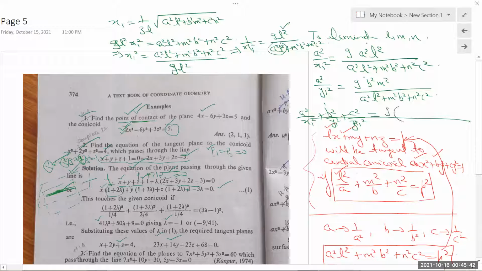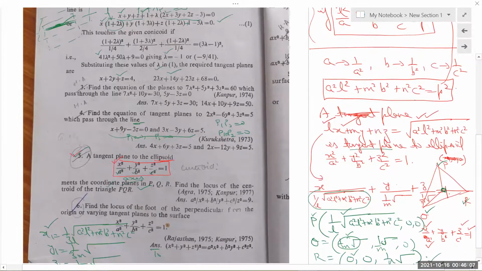Take 9 common. So here I have a square l square, here I have b square m square. So in bracket we have a square l square plus b square m square plus n square c square, and the denominator is the same, a square l square plus b square m square plus n square c square. So you can see that this term gets cancelled out. And for the locus of x1 y1 z1, replace x1 y1 z1 by x y z. So we will have this equation: a square by x square plus b square by y square plus c square by z square equal to 9.